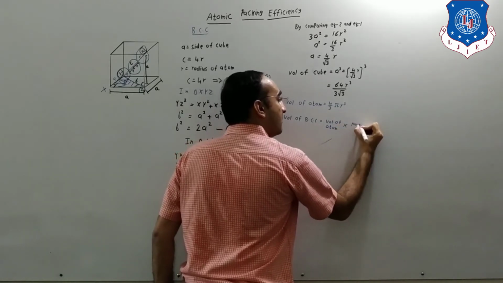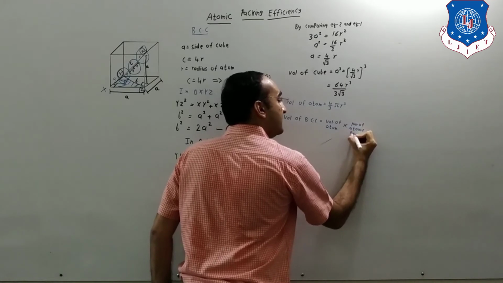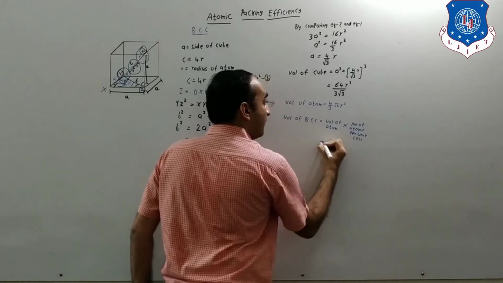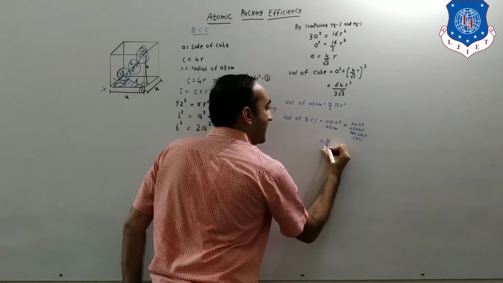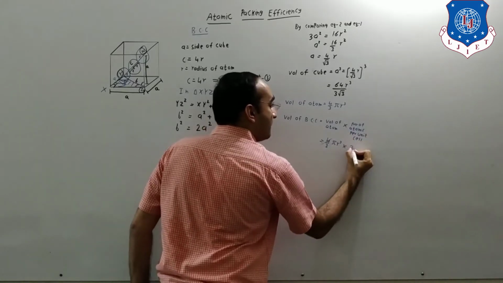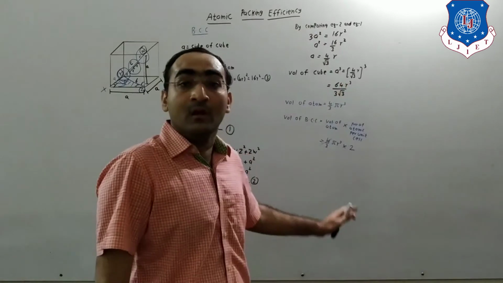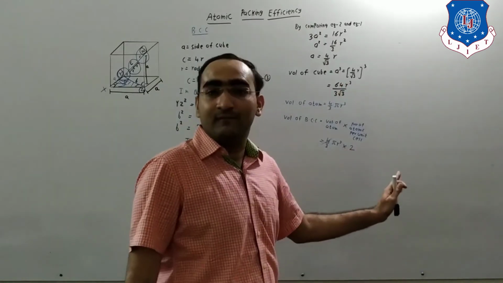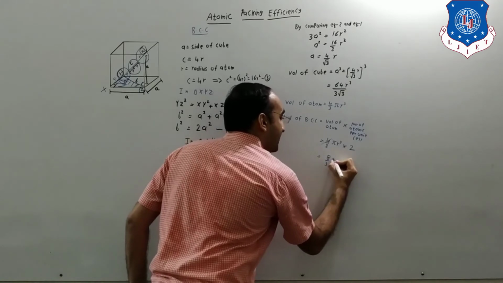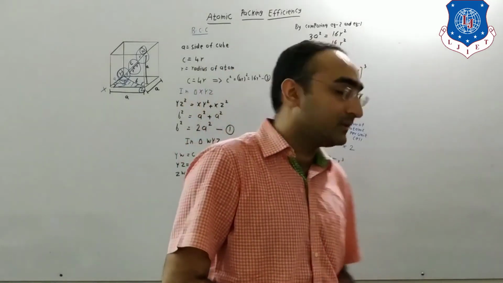Now volume of BCC will be equal to volume of atom multiplied by number of atoms per unit cell. Volume of atom is 4 by 3 pi r cube multiplied by number of atoms per unit cell, which will be 2 in BCC. We have discussed this thing in the previous lecture. So it will become 8 by 3 pi r cube. So here is the thing.